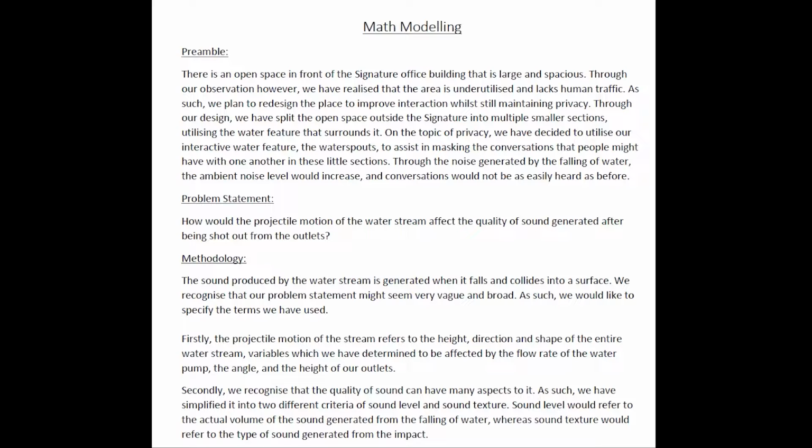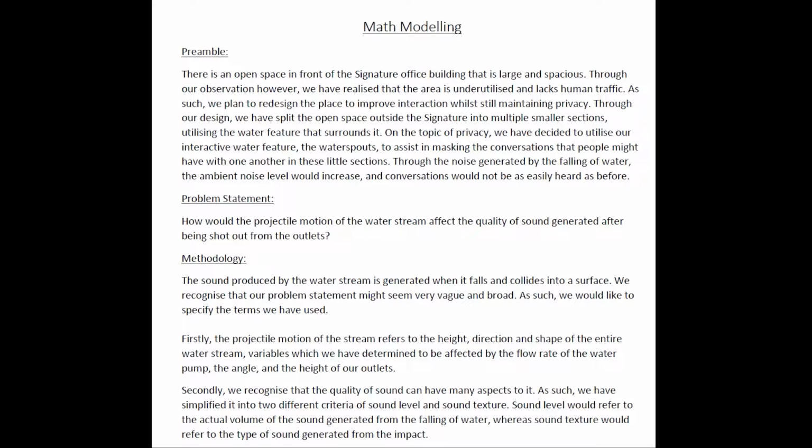So our prompt statement is, how would the projectile motion of the water stream affect the quality of sound generated after being shot out from the outlets? While we do recognize that our prompt statement might seem very vague and broad, we would like to specify the terms that we've used. In terms of sound generated, the sound is produced by the water stream when it falls and collides onto a surface. Next, when we mention the term projectile motion, the projectile motion of the stream refers to the height, direction, and shape of the entire water stream.